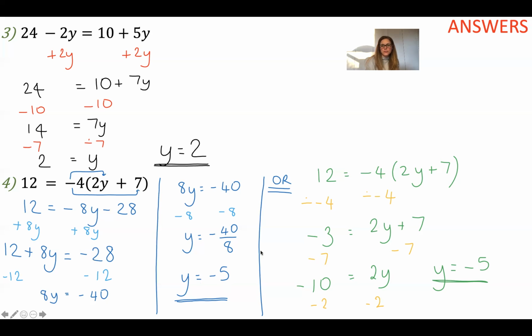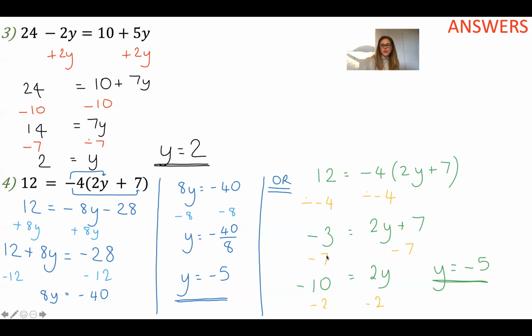Now, the other option is that you don't expand this single bracket here, and as your first step in solving the equation, you divide by negative 4. You're dividing by this negative 4. Again, that's a divide sign. Divide by negative 4, divide by negative 4. So on this side, I've now got negative 3. On the right-hand side, I've got 2y plus 7 because I've taken away what was outside the brackets.